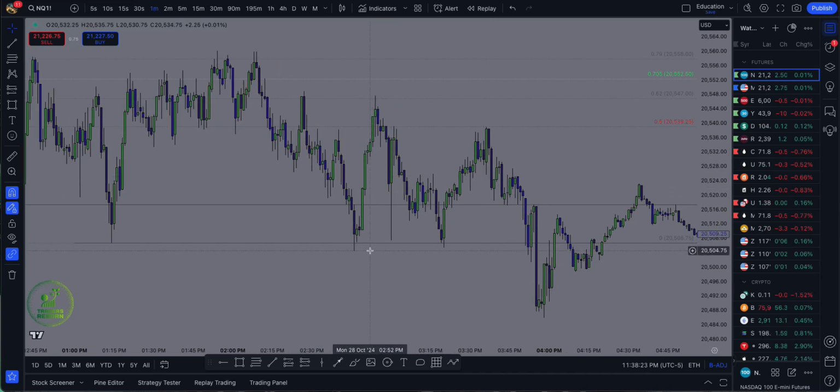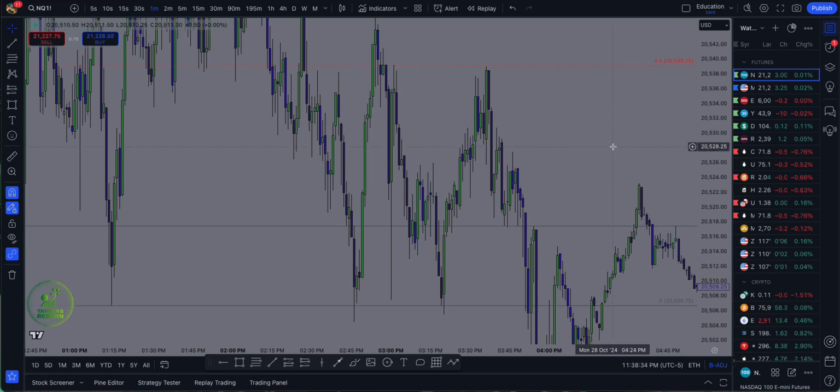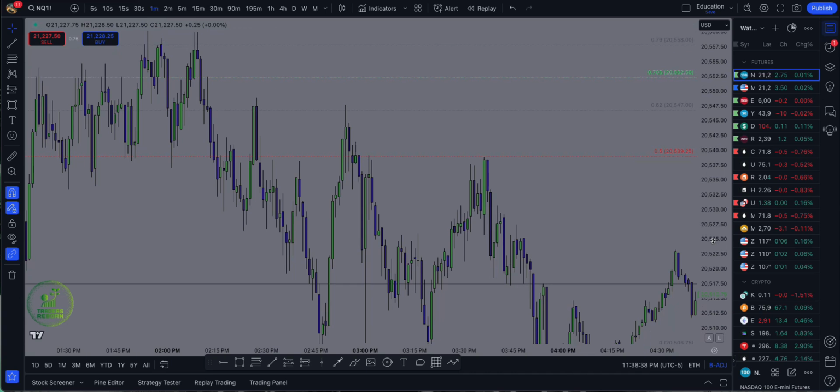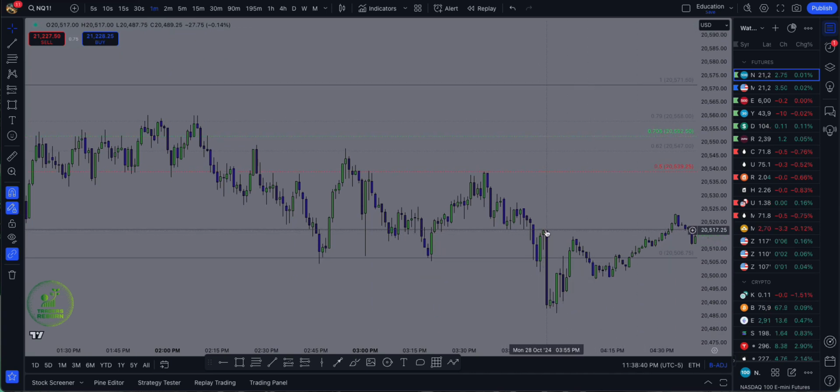Even after it came back down, we had this huge wick right here. I'm not sure what event this was or what did this, but we didn't take the low. Even the next one didn't take the low, and it came back up and stopped right before 50%, right at it, and then continued lower until the end of the day.